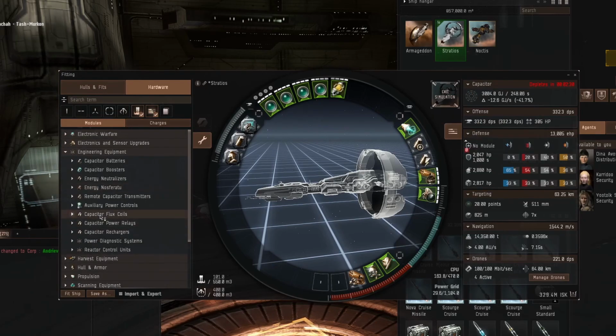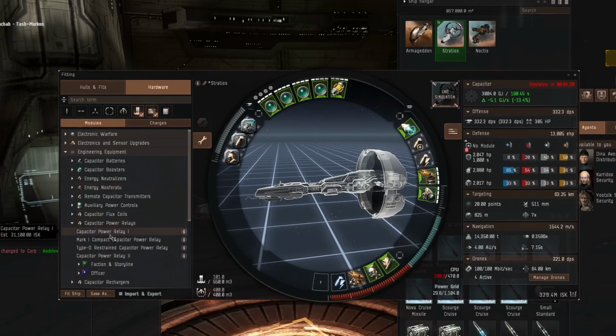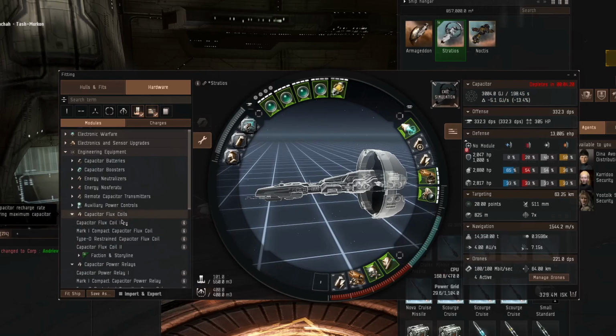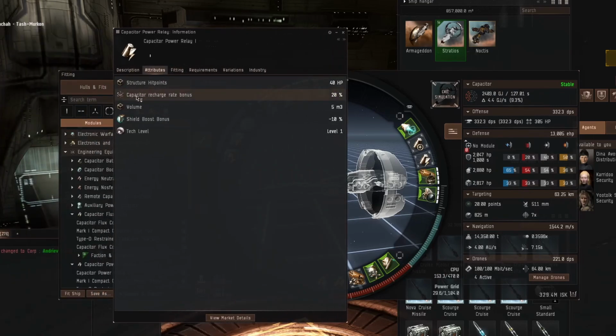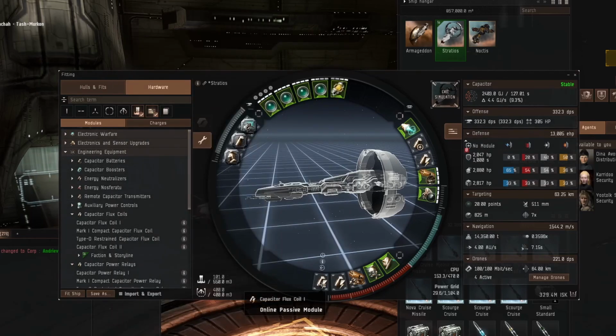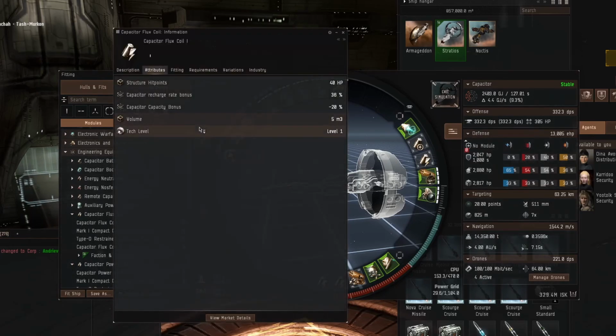Low power slots, and we have our capacitor power relays and flux coils. Now the relays, you see it in their attributes, these improve the recharge rate, so again they'll reduce the time, but these reduce any shield boosters you have by 10% effectiveness, so these are not good if you're using active shields. If you're using active shields, I'd strongly recommend you use the capacitor flux coil.